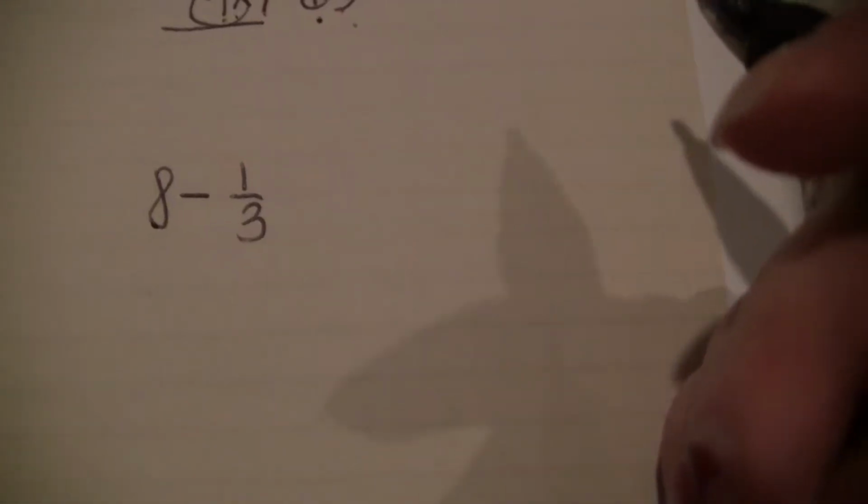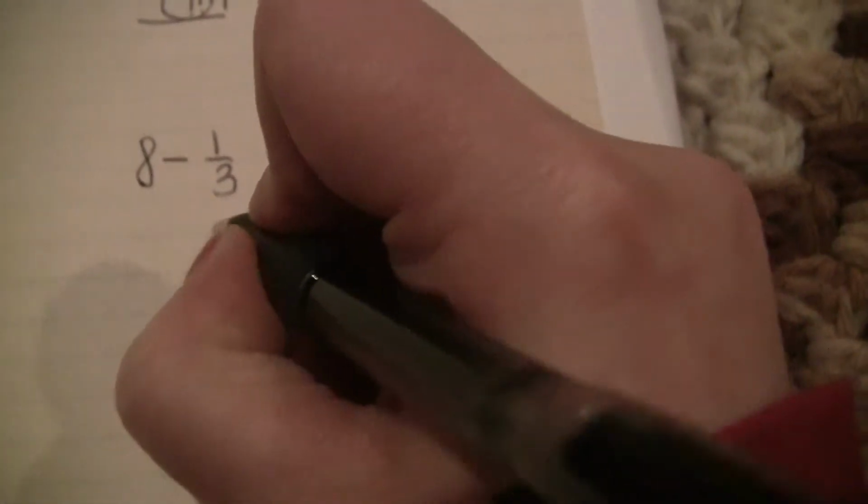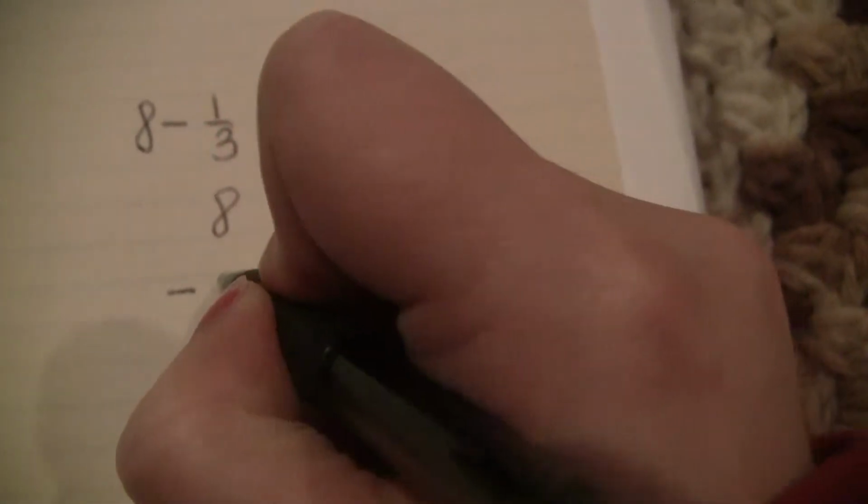I'm going to show some of the subtraction problems now. For instance, if I had 8 minus 1/3, I set it up by stacking 8 minus 1/3. However, we have two different forms here. We have a whole number and we have a fraction. So it's difficult to do any subtraction without making them both fractions.